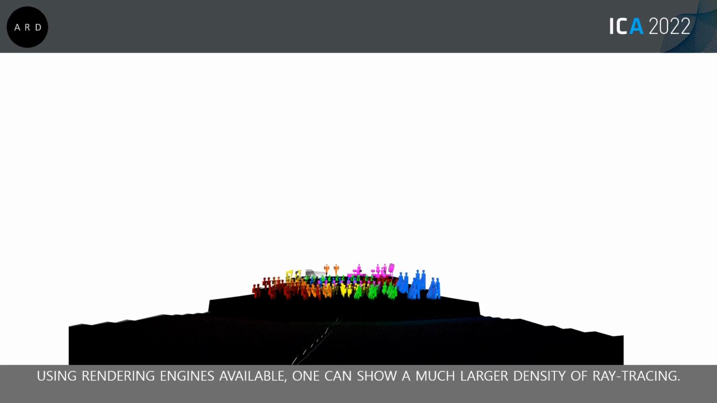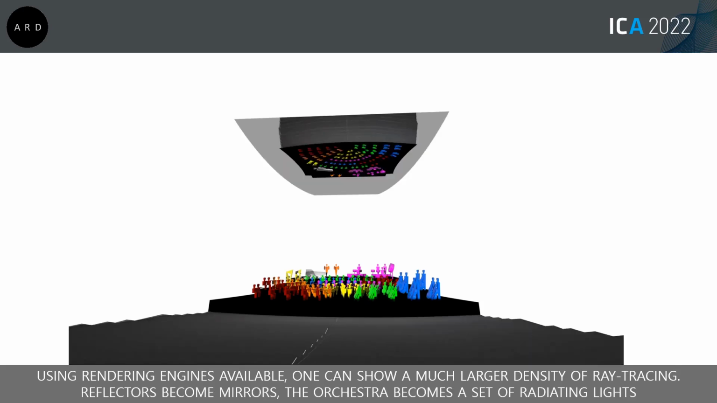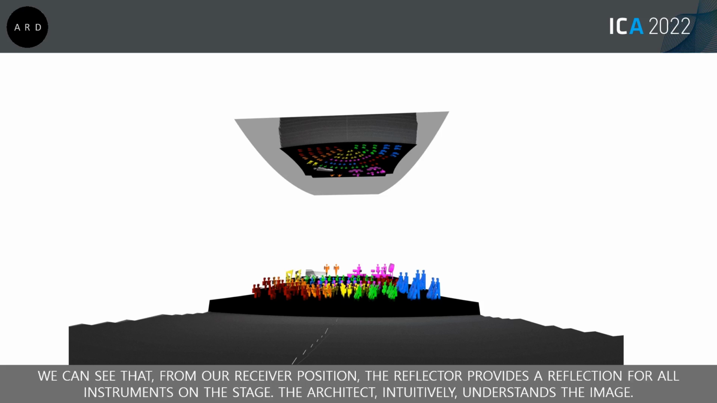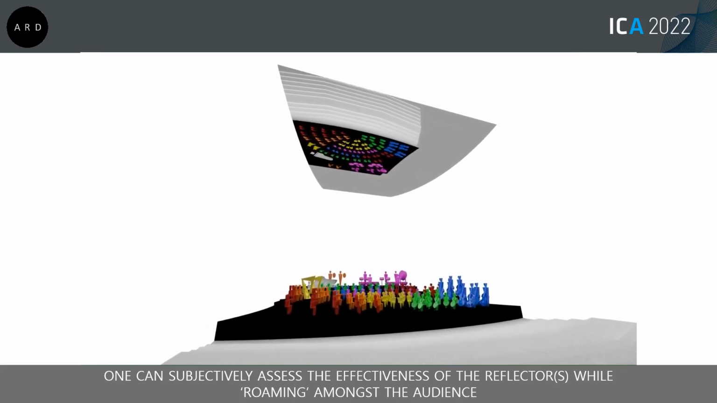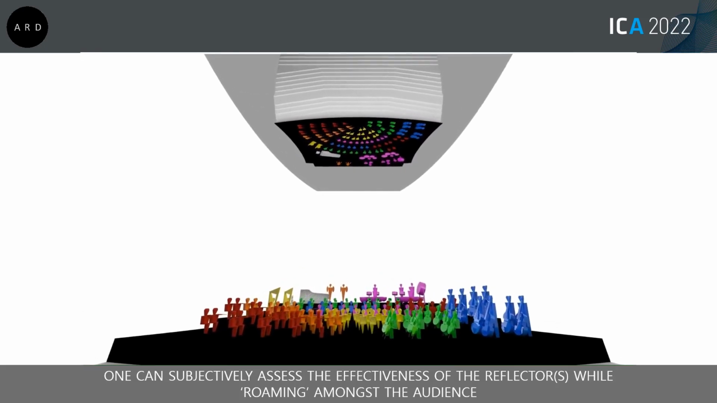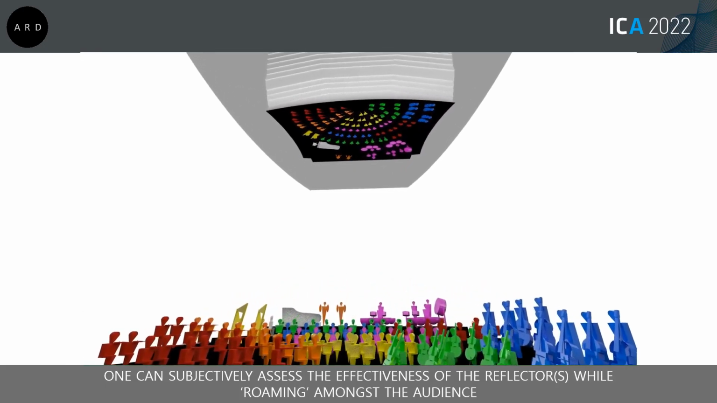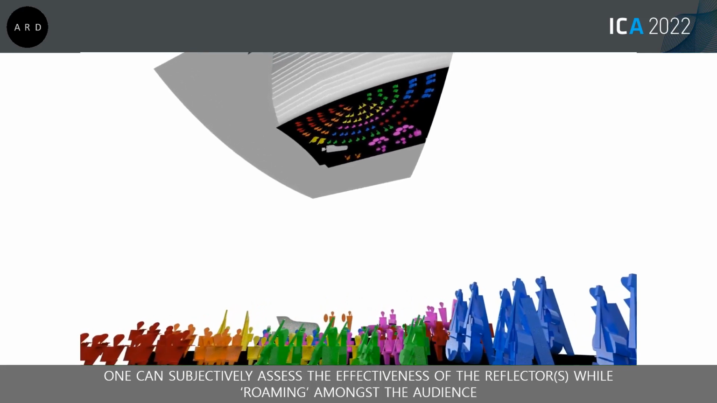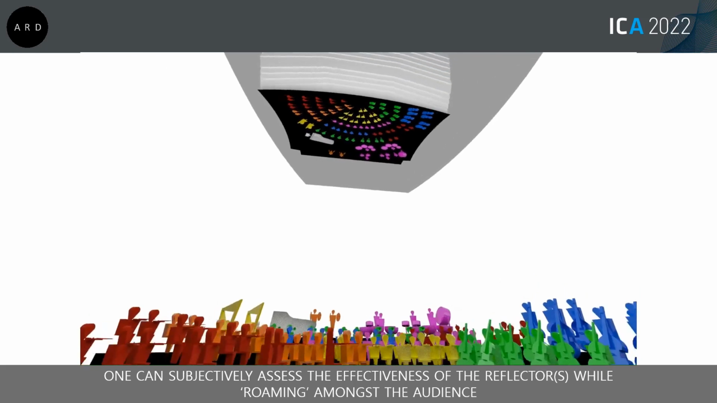Using rendering engines available, one can show a much larger density of ray tracing. Reflectors become mirrors and the orchestra becomes a set of radiating lights. We can see that from a receiver position, a reflector provides a reflection for all instruments on the stage. The architect intuitively understands this image, and one can subjectively assess the effectiveness of the reflector while roaming amongst the audience. This is real-time video produced on a reasonably priced laptop.